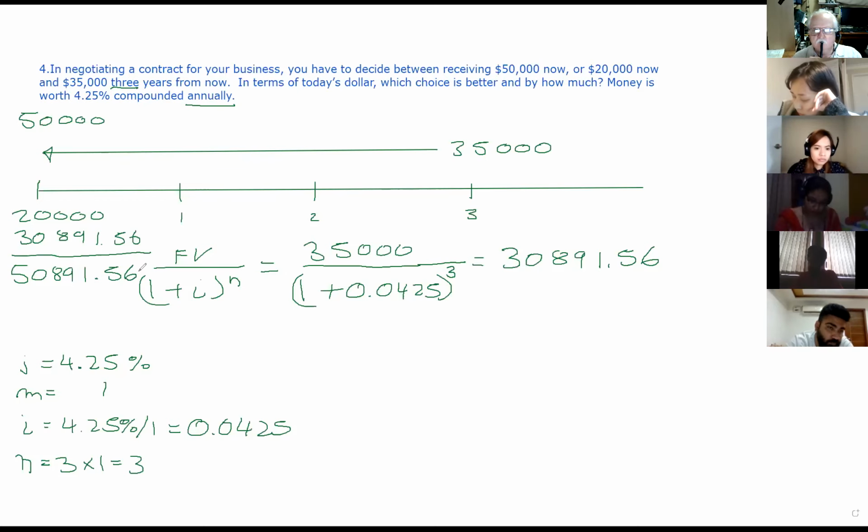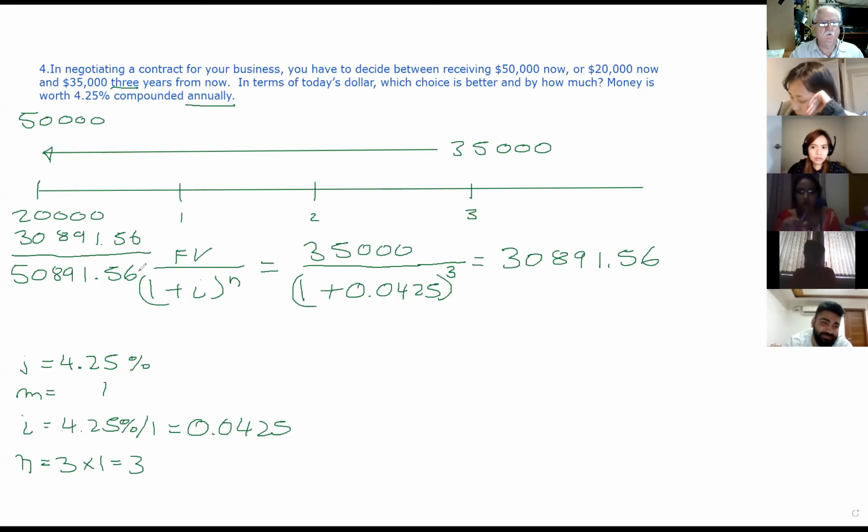So should we take the 50,000 today or the 20,000 and wait for the 35,000? Take 20,000 for now. That's right. According to the numbers, they say we should wait for the 35,000. I, on the other hand, would say, give me the money now. But nonetheless, the numbers say, wait.